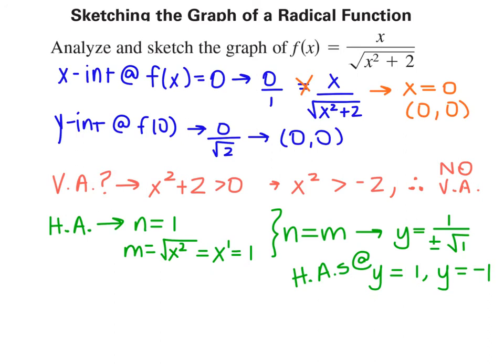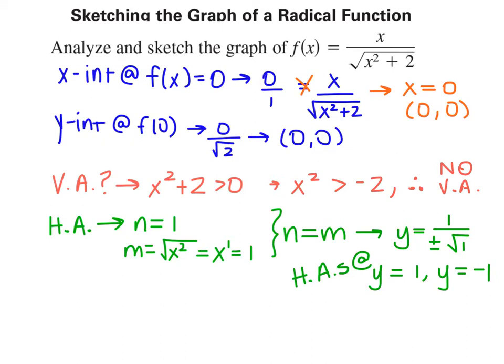So the first thing that I do here is I try to find my intercepts. So I set f of x equal to 0, and I solve for the x-intercept is 0, 0, so that's the origin, which also means that my y-intercept is going to be at 0, 0, because I can also do that by plugging in 0 for x, and I really just get 0 over rad 2. So I only have one intercept. It's both my x and y at the origin.